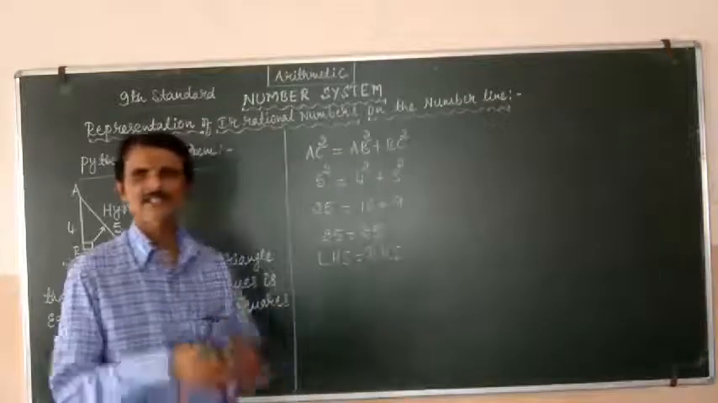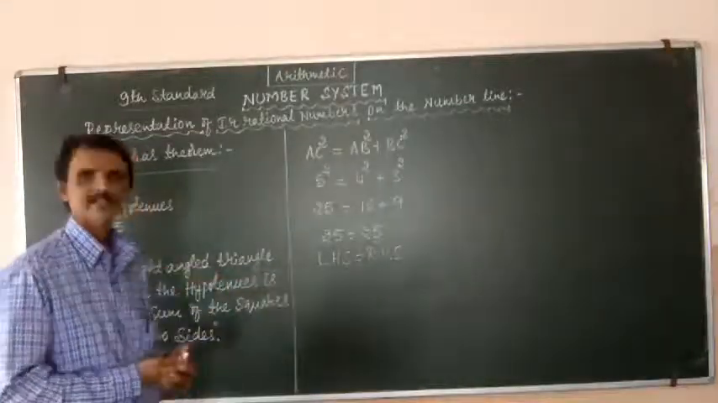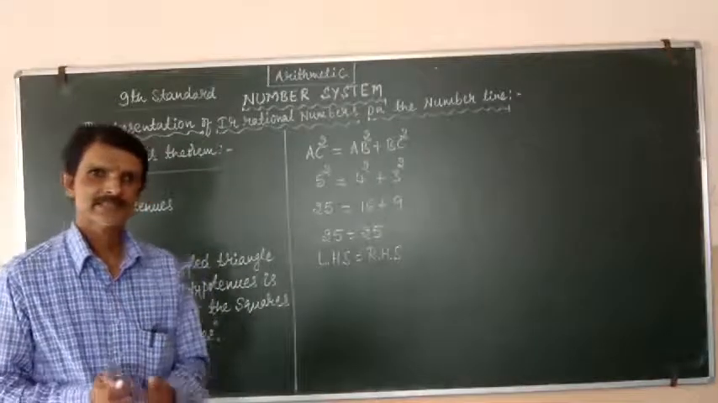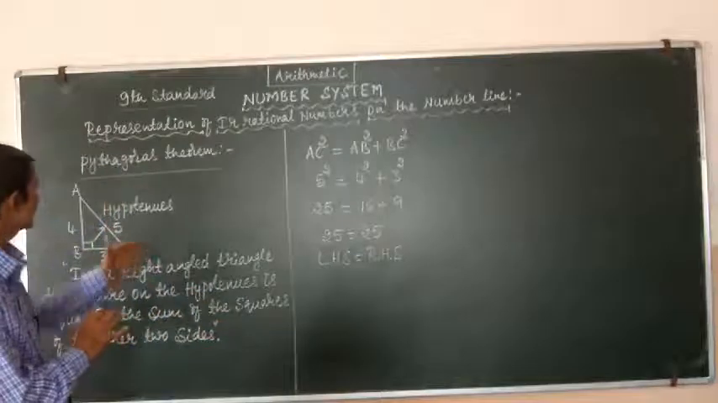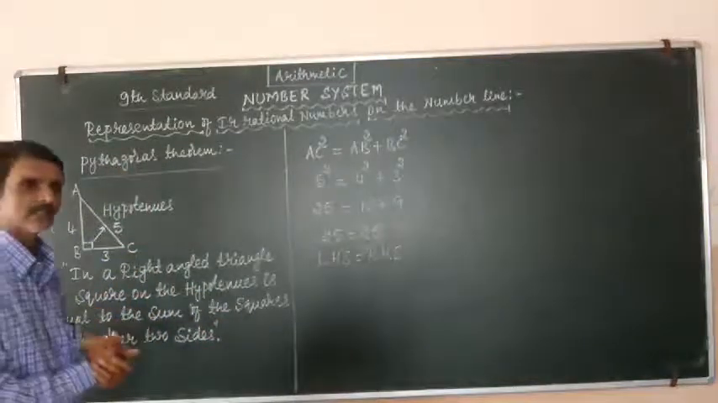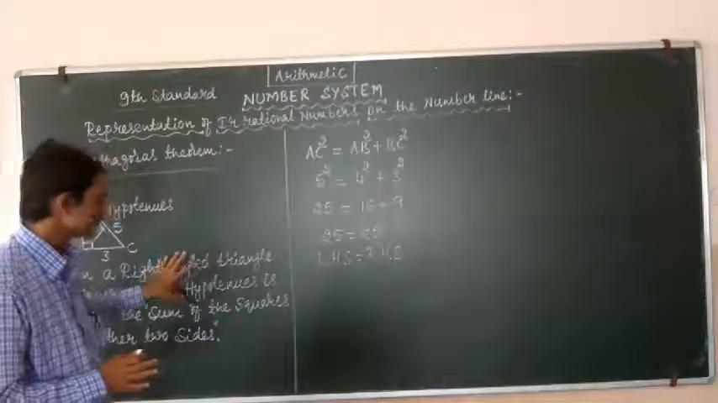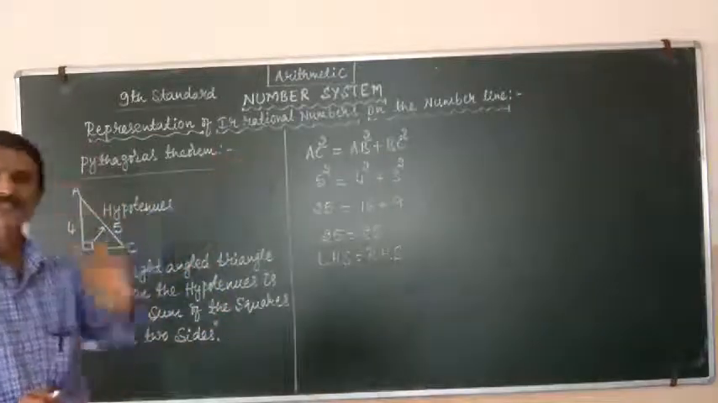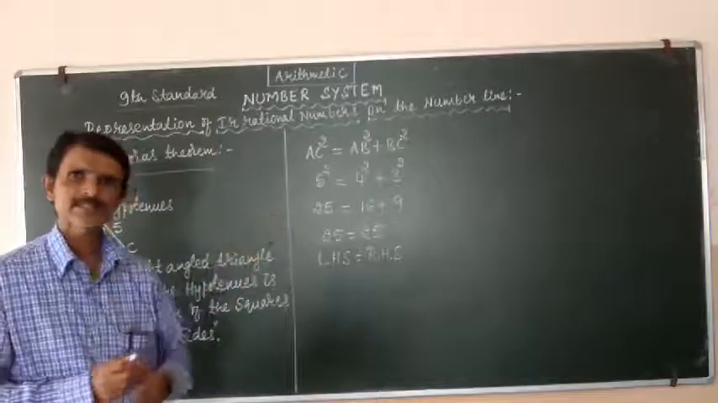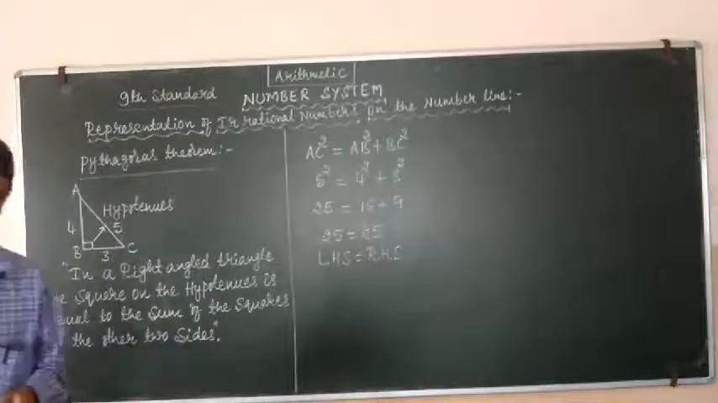So this knowledge is enough to understand the statement of the Pythagoras theorem in the 9th standard, students. I think you have cleared the statement of the Pythagoras theorem. Now we shall see this, which is important for the representation of irrational numbers on the number line.